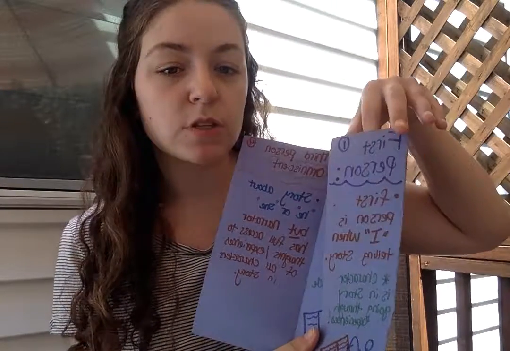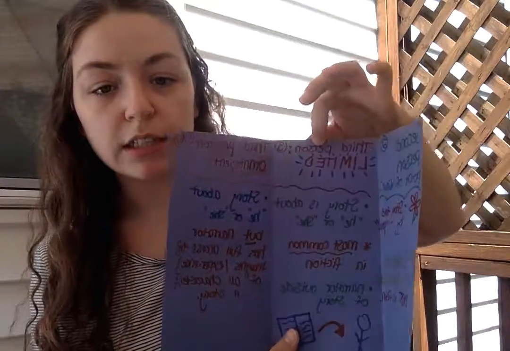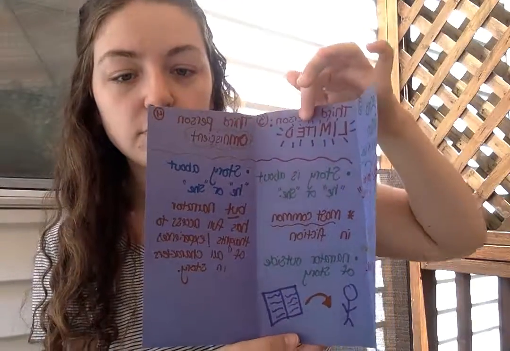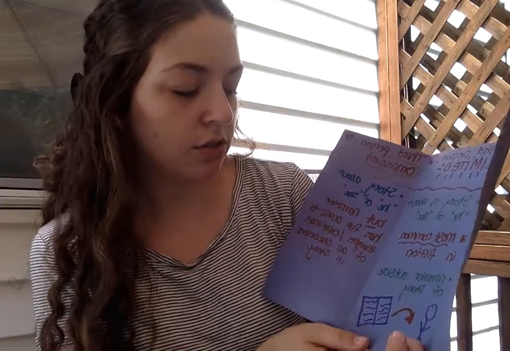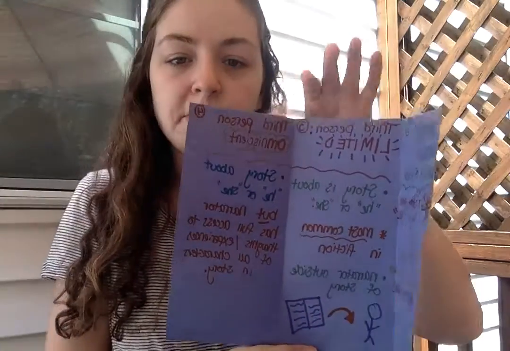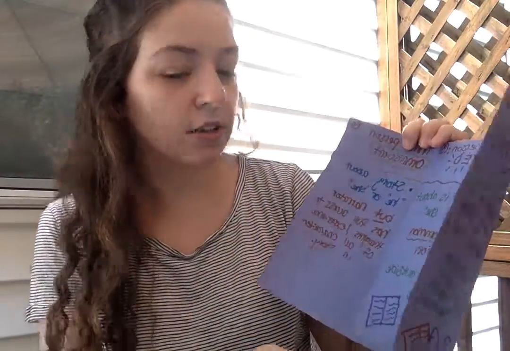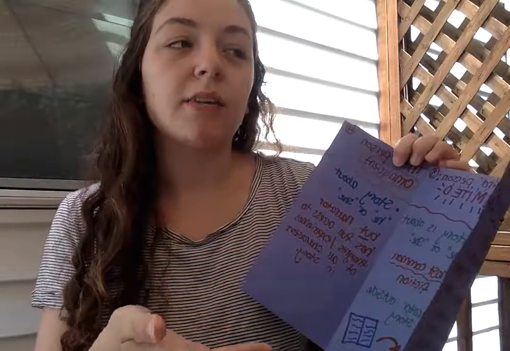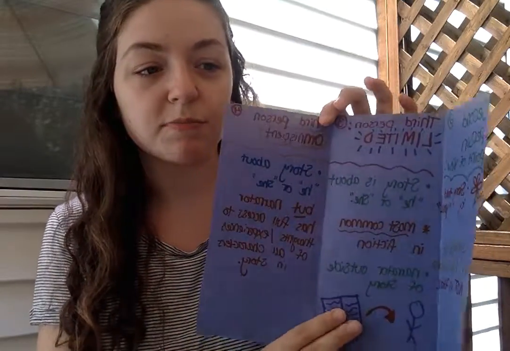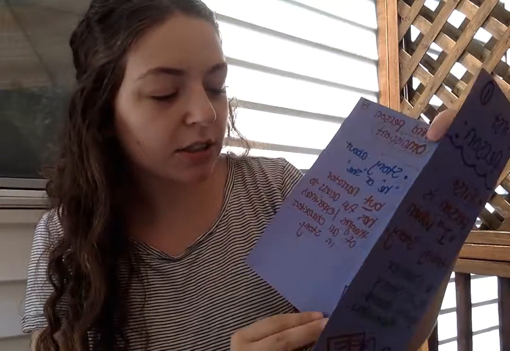If you open it up, I have second person, and then I have third person limited in the middle, and I show the narrator is outside of the story. Then I have third person omniscient. Third person limited and third person omniscient can be easily confused, especially for students, because they are similar but different.